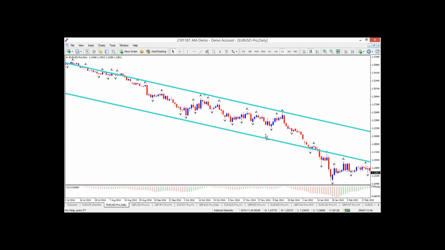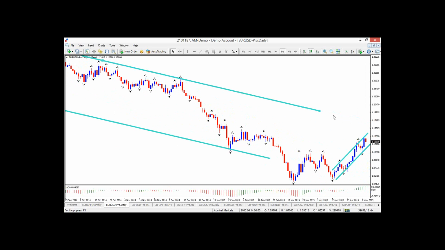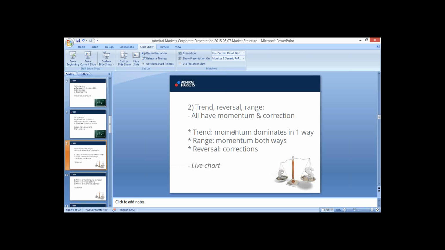And in that regard, we're still in that wider channel. We're actually still in that wider channel, getting close to the top, perhaps. Right. All right. So that's how you can look at channels. You can see that they have momentum and correction in them.